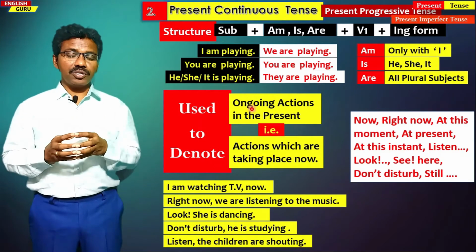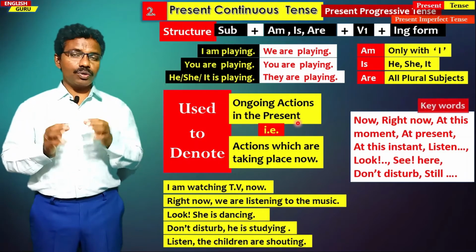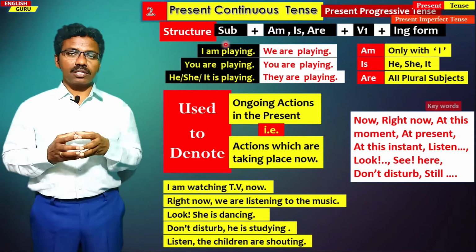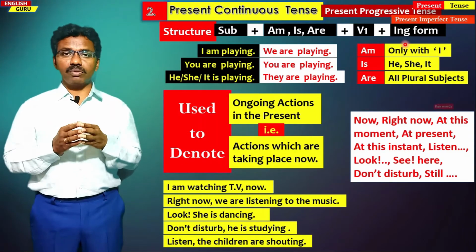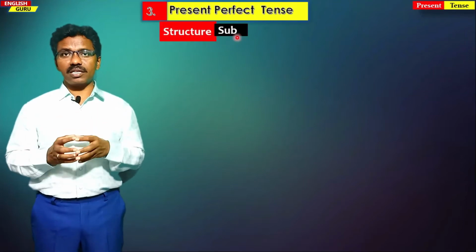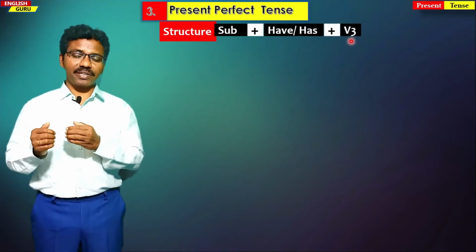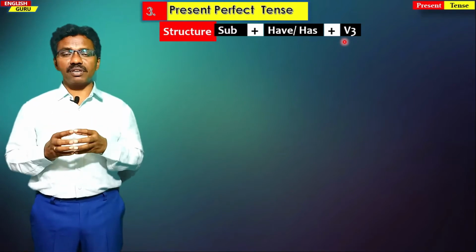So present continuous tense is used to talk about all ongoing actions, the actions which are happening at the time of speaking. The structure is very simple. It has a subject, am, is, are, plus verb 1 plus ing form. And the third tense in present tense is present perfect tense. The structure of a sentence in present perfect tense is subject plus have or has plus verb 3, which means the third form of a verb, that is the past participle of a verb.